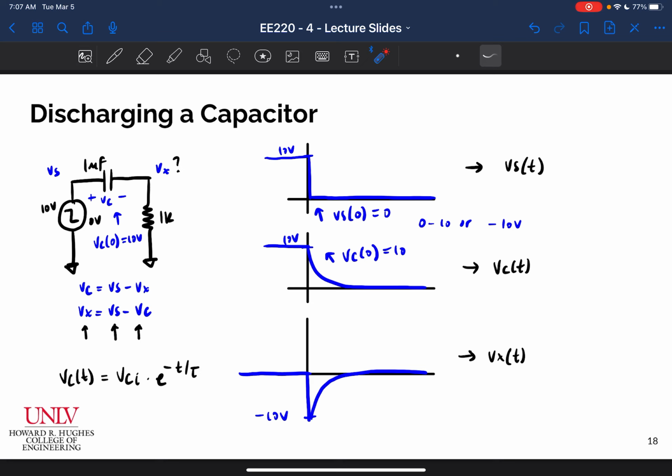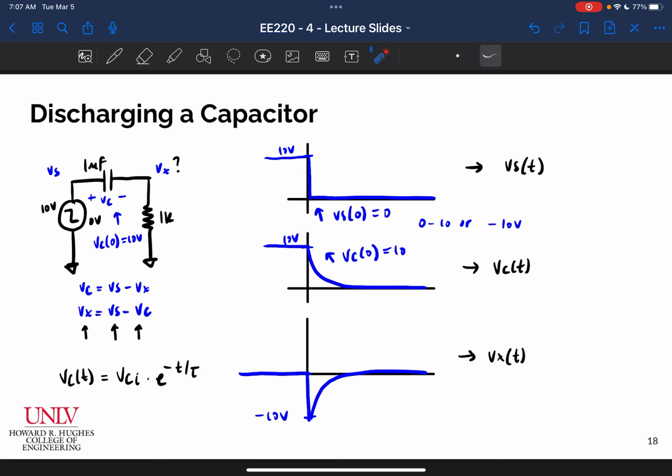And yeah, so that's this example, our second discharging a capacitor example. Of course, it's probably not 100% clear to everybody. If you have any questions, definitely happy to answer them.